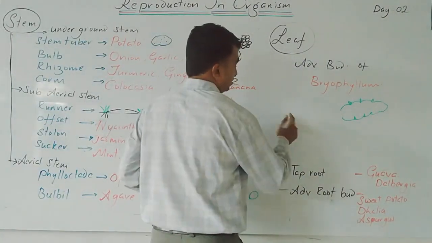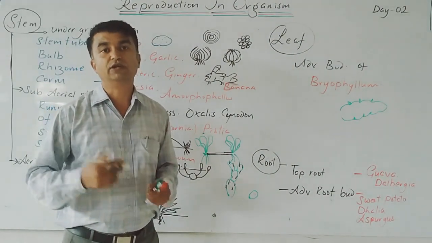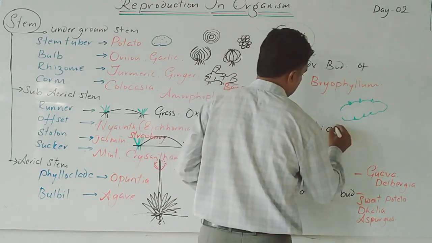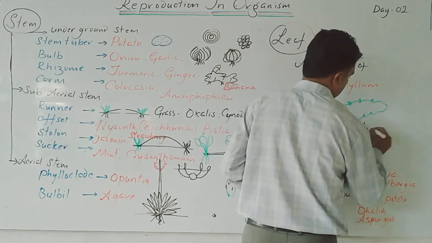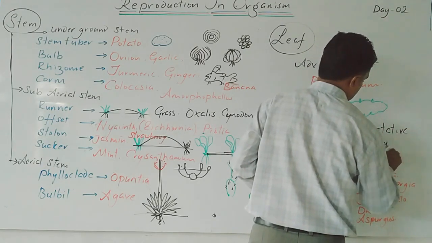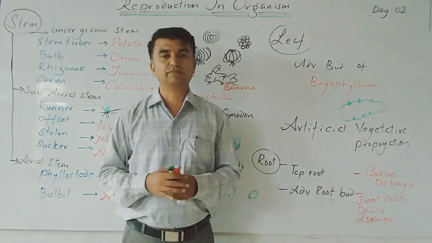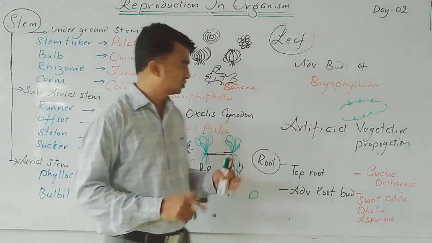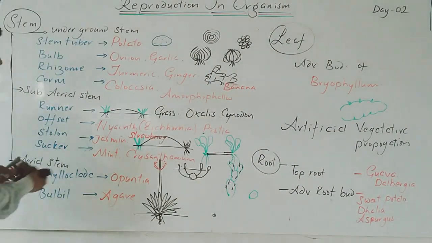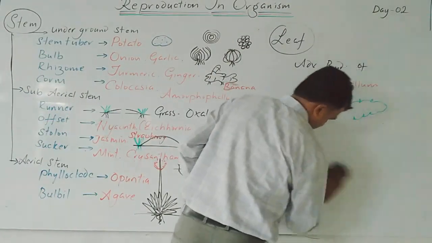These are all natural vegetative propagation, meaning without any human interference. Next one is artificial vegetative propagation. Artificial means it is usually used in the horticulture department. So next is the artificial vegetative propagation topic. So I'll take this one up.